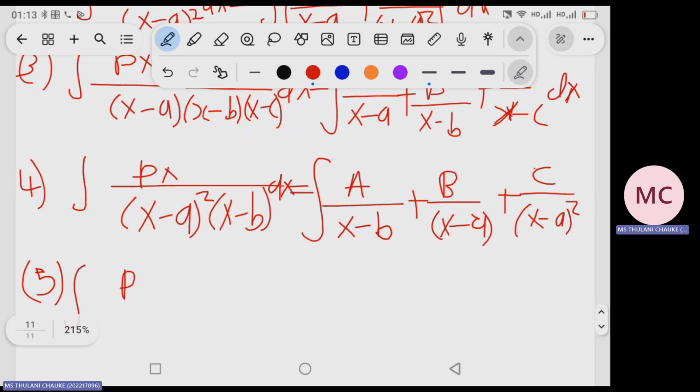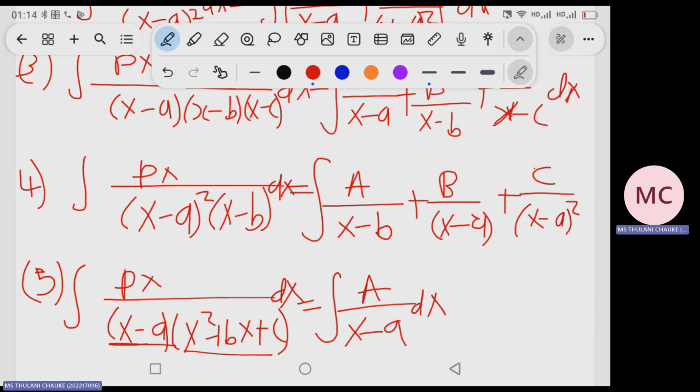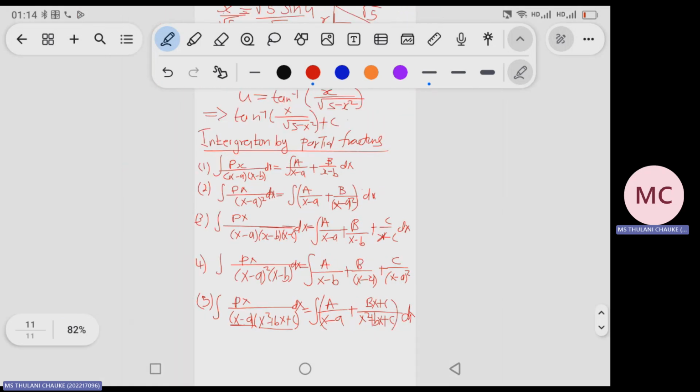5. If you're having the integral of dx, let's say now you have this one, x minus a times x squared plus dx plus c, a quadratic and a linear. So this will be the integral of a over the linear expression, then, no, we don't have to separate this, just use the brackets, plus bx plus c, and then here you just put the polynomial or the quadratic function, then the dx, right?